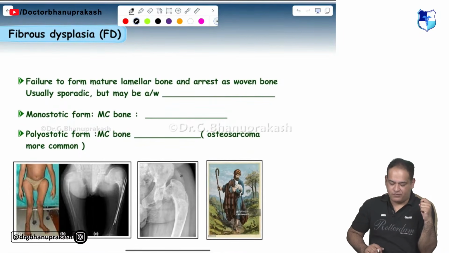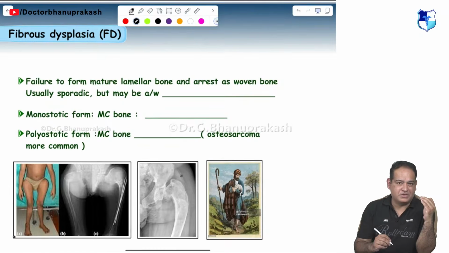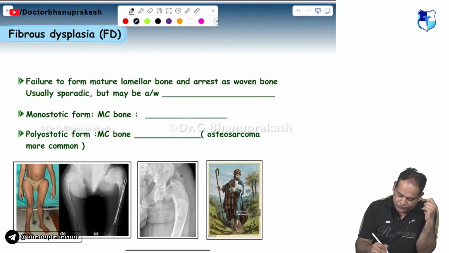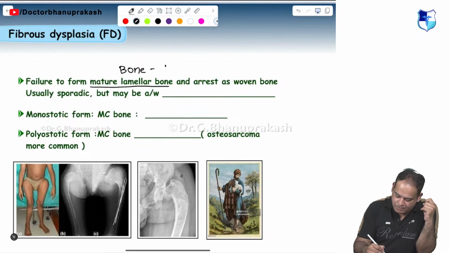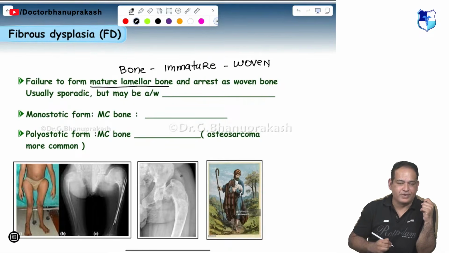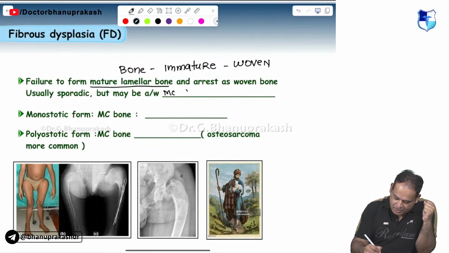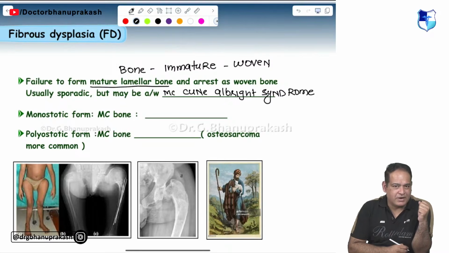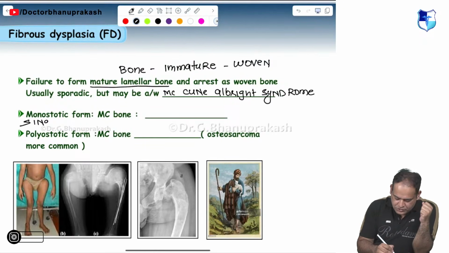Fibrous dysplasia. What happens in fibrous dysplasia? Failure of the bone to form mature lamellar bone. That means, technically speaking, bone is immature. We say the bone is woven. Right? Now, sporadic, but it may be associated with McCune-Albright syndrome. Now, monostotic means single bone is involved.